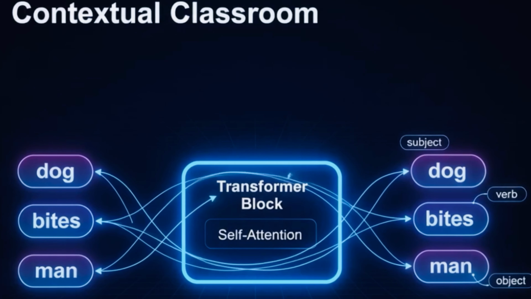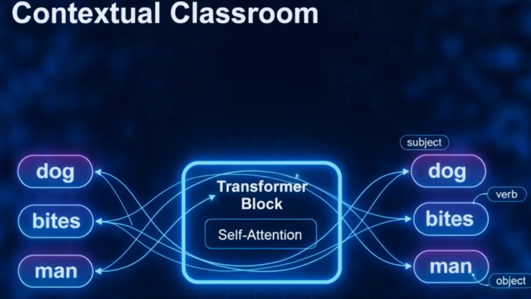Now this combined vector, the word vector and the positional vector, enters the transformer block. This is where the model gets rid of ambiguity and adds context. Think of the transformer block as the contextual classroom. All the words in the sentence are allowed to look and talk to each other to figure out their precise meaning. This process is called self-attention.